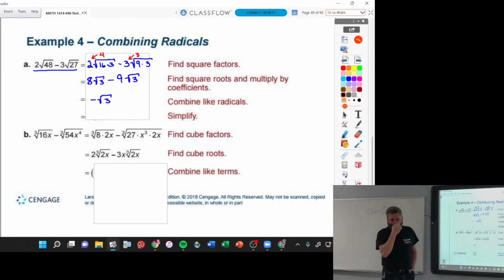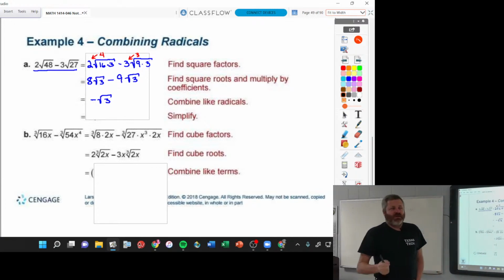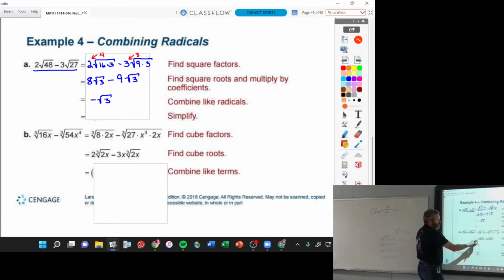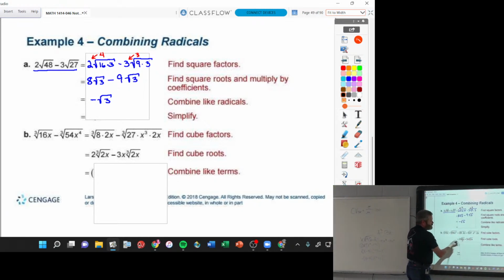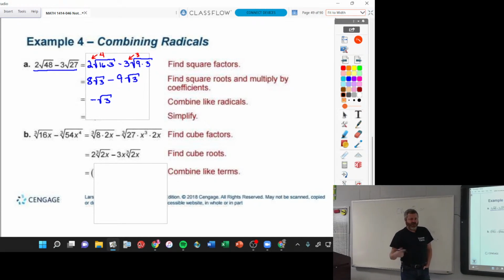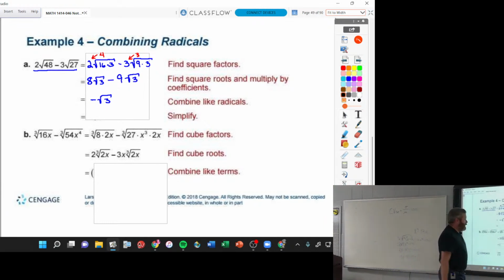I want to point out something here. When you're doing your problems, don't forget the index. I see students get kind of lazy and you start working a problem, all of a sudden you start forgetting to write that 3 as the index. Okay? So when you do that, you just turn the cube root into a square root. So keep an eye on that.